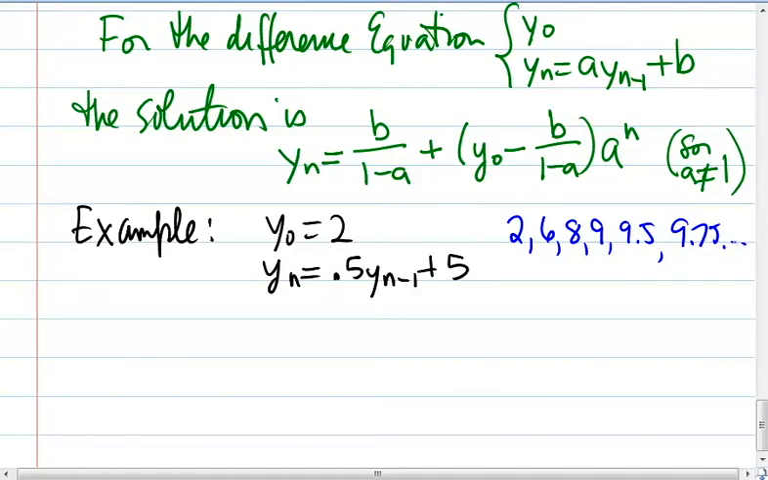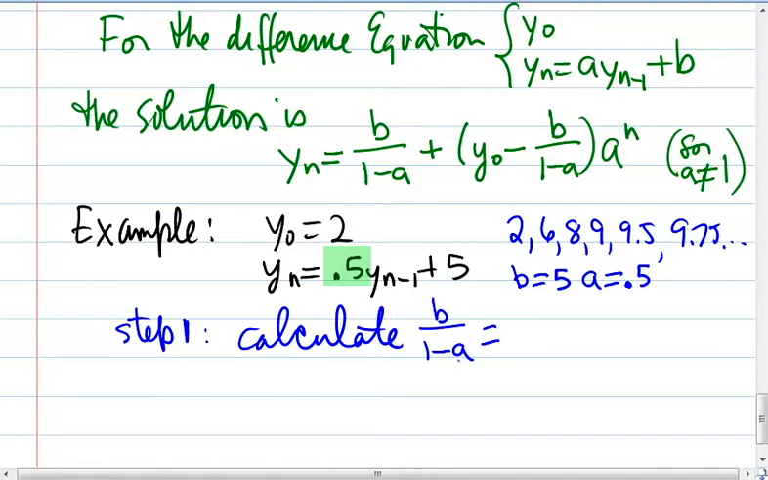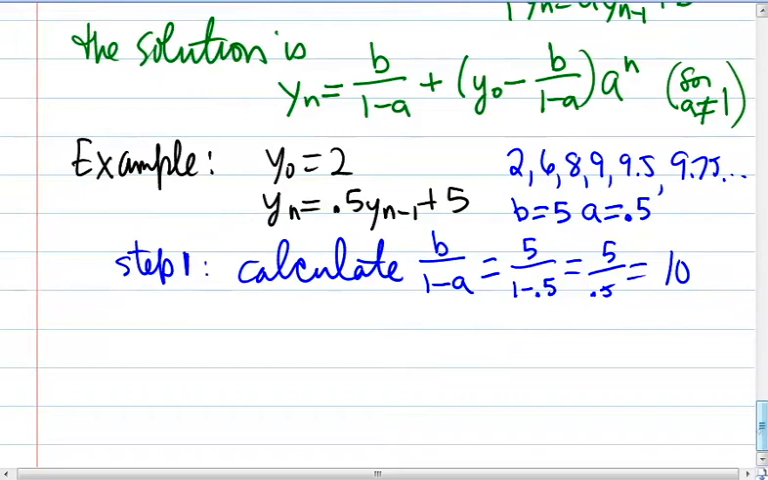Okay. The solution we're going to do in a few steps. First of all, step 1, I want to calculate this value b over 1 minus a, and you can see it occurs in two places in this formula. So in my example, b is 5 right here, and a, the multiplier, is 0.5. So I'll put those into their places here. b over 1 minus a is 5 over 1 minus 0.5, that's 1 minus a half, which is also a half, and I end up with 10. Okay, so b over 1 minus a is 10.